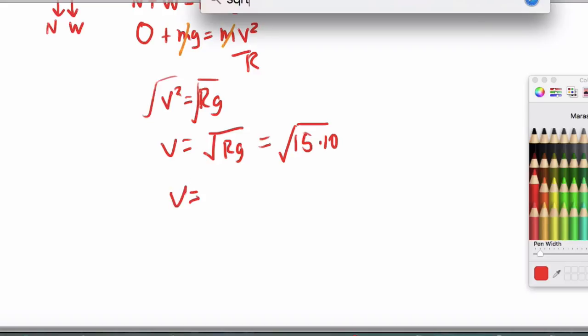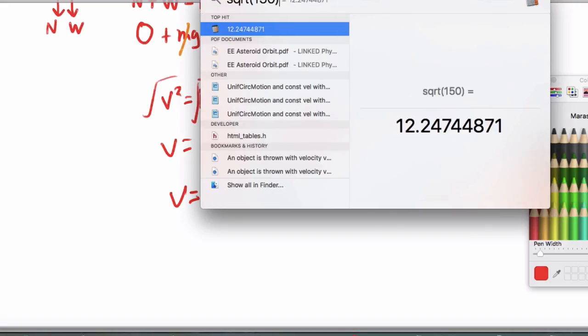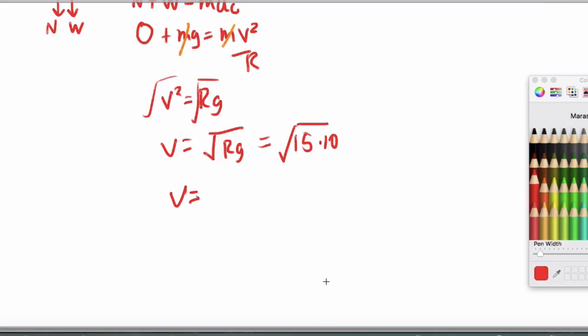Let's just see. 12.25 meters per second. All right. And I just want to make one more note here. v is 12.25. I also want to make the note that v squared is 150. I'm going to use this in the next part.